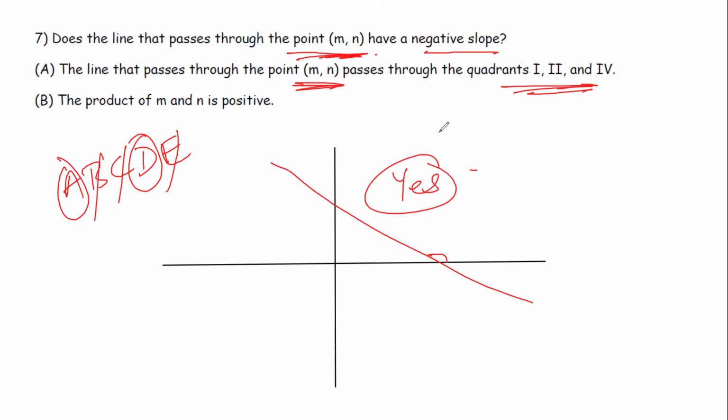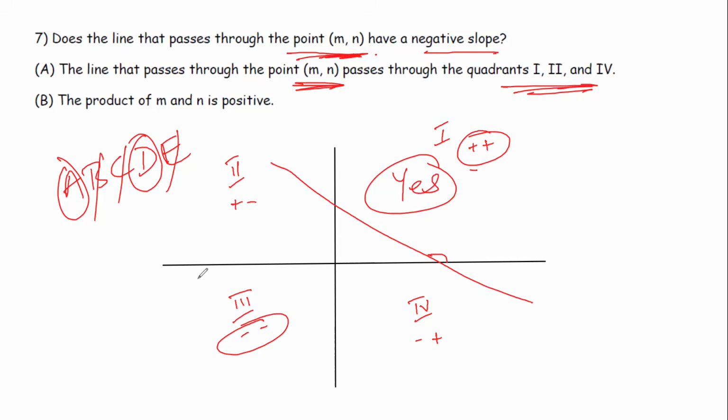Now we know that in the first quadrant, both the points are positive. In the second quadrant, they are negative, positive. Third quadrant, both are negative. And fourth quadrant, positive, negative. I'm sorry, negative, positive. So if the points are negative, positive or positive, negative, the product will be negative. So we know that the point Mn, where the product is positive, is either lying in the first quadrant or the third quadrant.